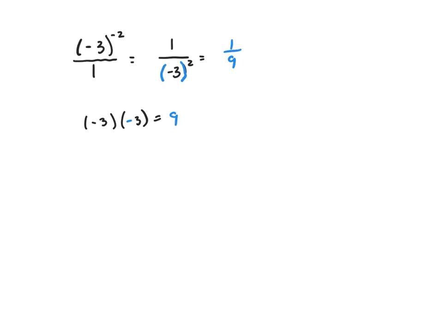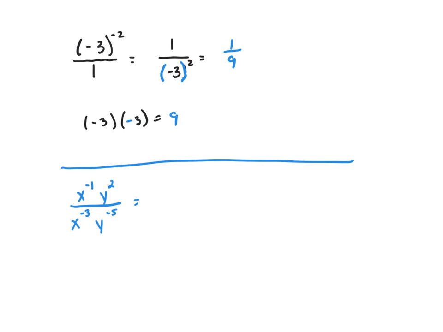But I would like to do a couple more problems with negative exponents, and you won't necessarily see problems like this on the EA, but let's go ahead and review just to make it easier on you. So let's say you had x to the -1, y squared over x to the -3, y to the -5. The first thing I would do, you could use laws of exponents, meaning when you divide like bases, you subtract. But what I normally do is get rid of my negative exponents first.